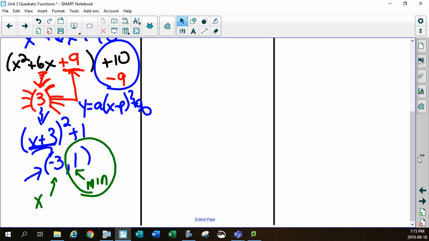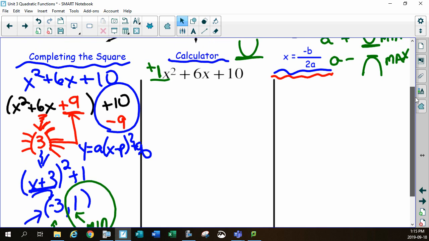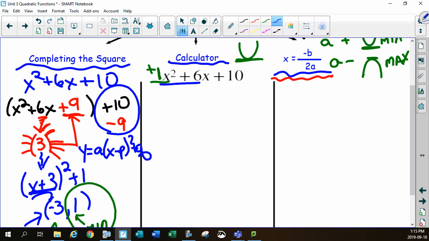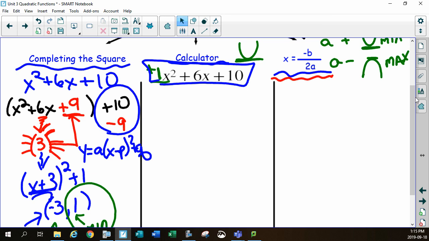Now, the other way of doing this, of course, is using your calculator. So I'm going to boot up the calculator here and have it right in front of us, and let's figure it out using the calculator. Remember what our original question was: x squared plus 6x plus 10. Let's put that into our calculator.